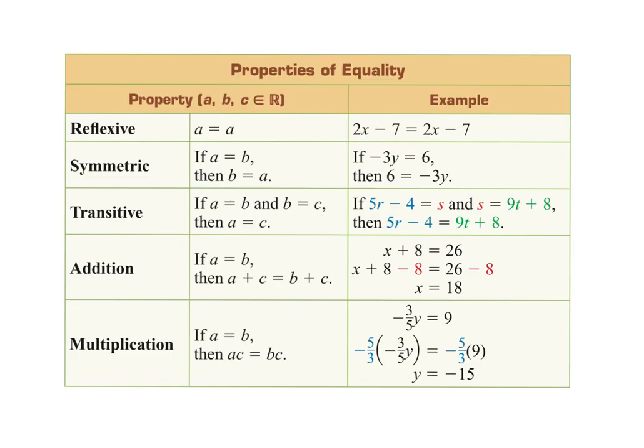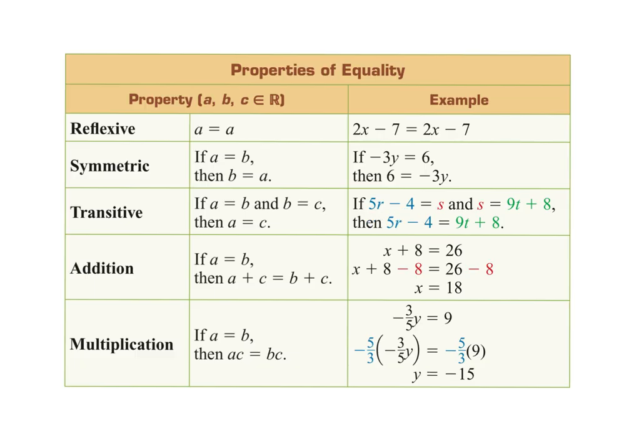So if you have something like this, -3y equals 6, you can also say that 6 equals -3y. Some people like to have all their variables on one side, and it really doesn't matter as long as you keep everything the way it is and flip the entire equation across. The transitive property says that if A equals B and B equals C, then A equals C. This is going to help us when we start setting things equal to each other.